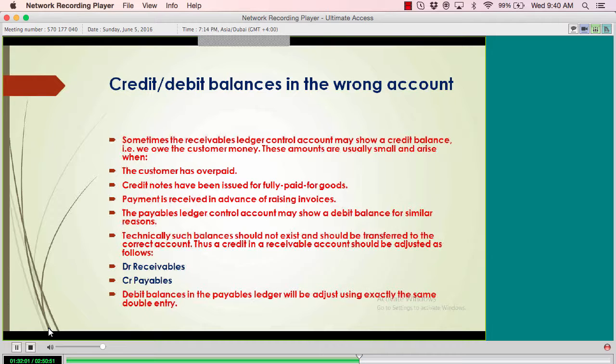There can be wrong balances. When you do these things, you will find that the balances are not reconciling. In that case, we have to do error correction, which we have done. Receivables should normally always be a debit balance. Payables should always be credit balances. But if the control accounts reconciliation shows that certain things are wrong, such as a customer's balance being shown as a credit balance or a supplier's balance being shown as a debit balance, we will correct it.